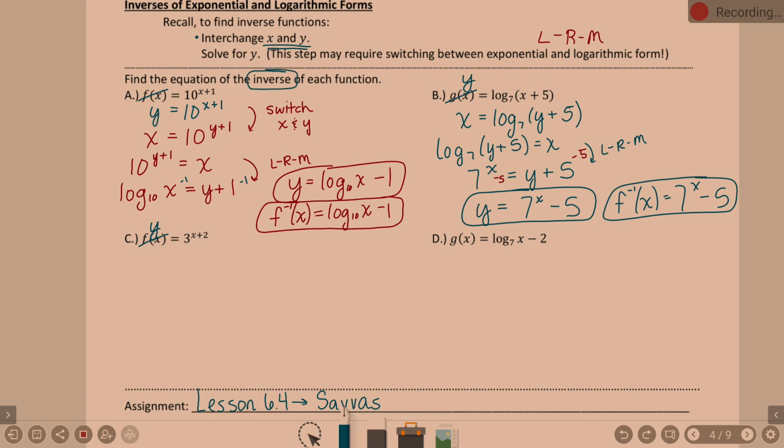Y becomes x, x becomes y, right? So instead of y equals, it's x equals. Instead of 3 to the x plus 2, it's 3 to the y plus 2.